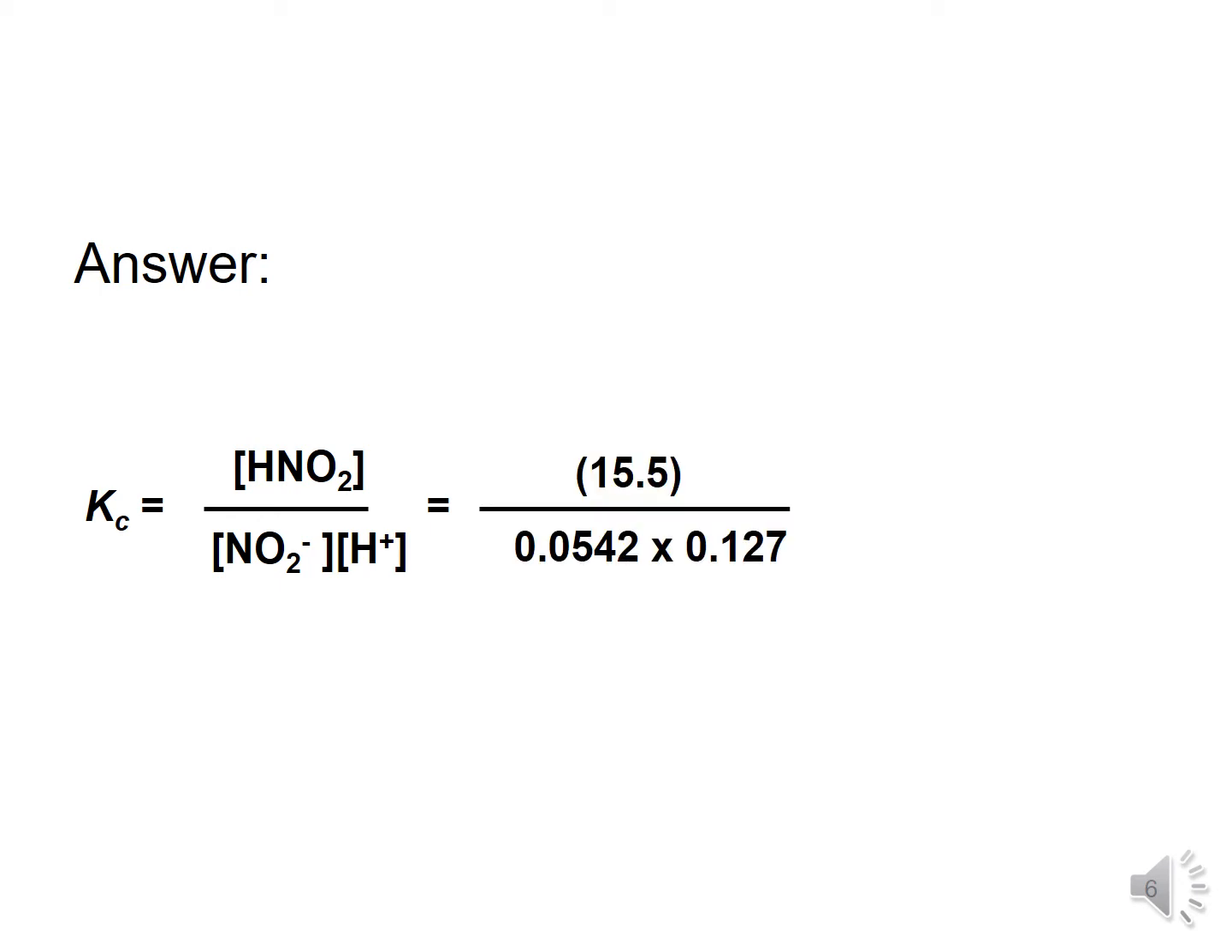To solve this question, first, we need to write the Kc expression. Remember, the Kc expression is molar concentration of product raised to the power of its stoichiometric coefficient divided by molar concentration of reactant raised to the power of its stoichiometric coefficient. In this example, the product is nitrous acid. The reactants are nitrate ion and hydrogen ion. Then we insert the values of concentration of all the species involved, where all the values are given in the question. Then press your calculator to get the value of Kc. And remember, the unit is not in SI.